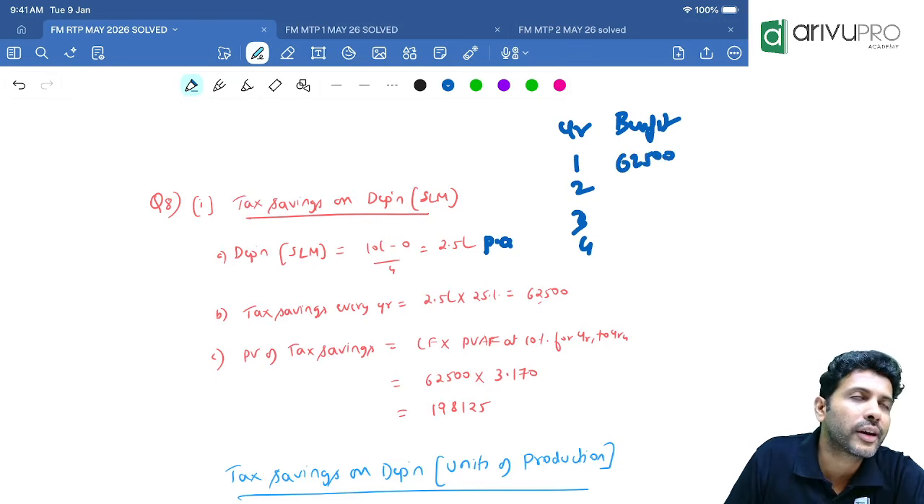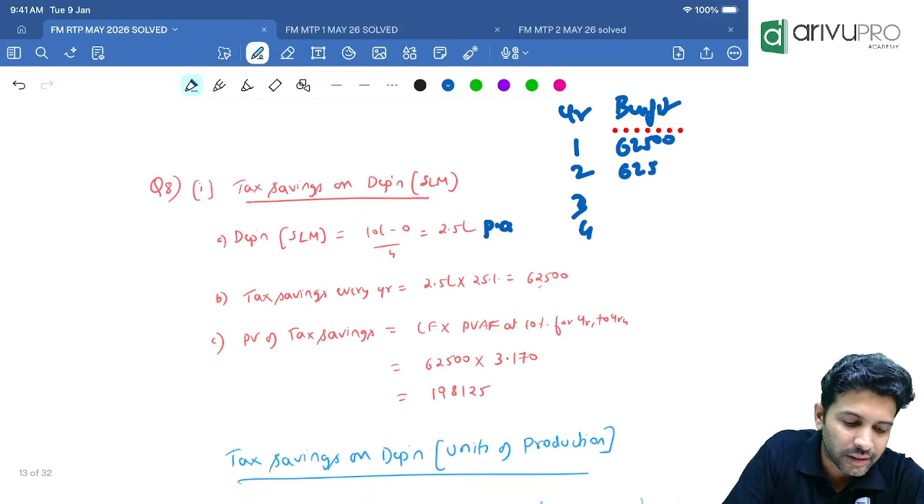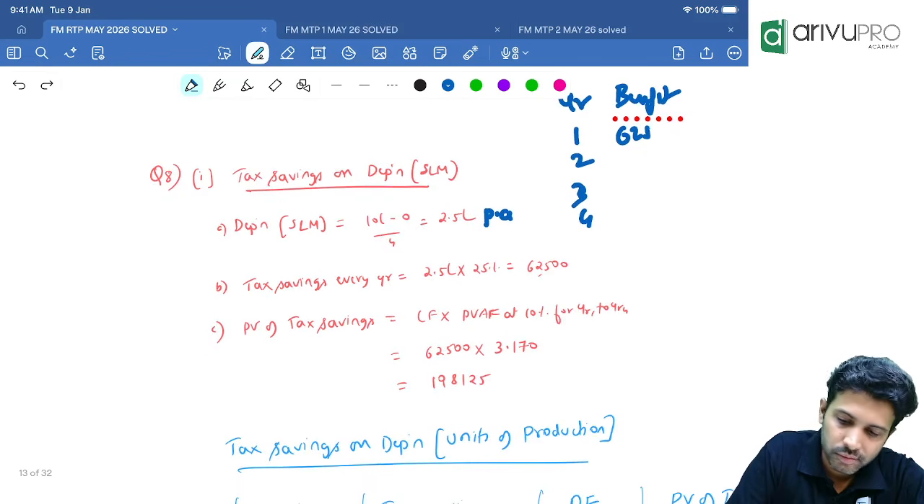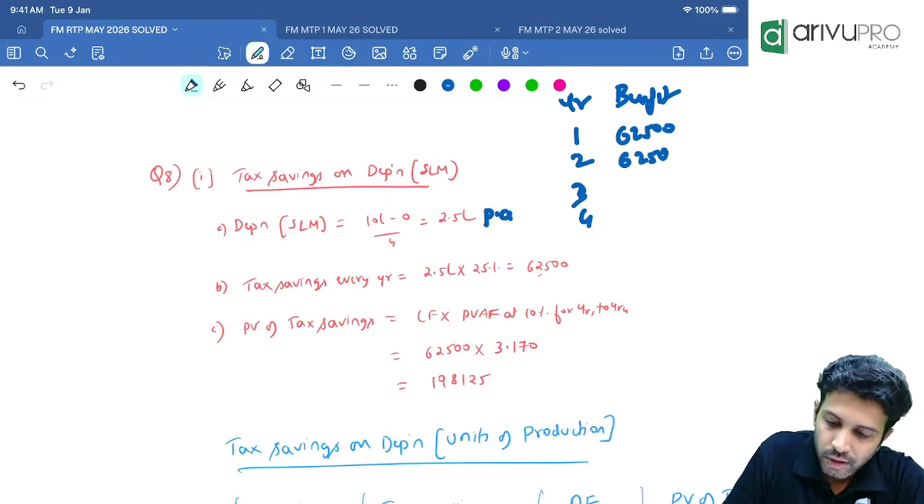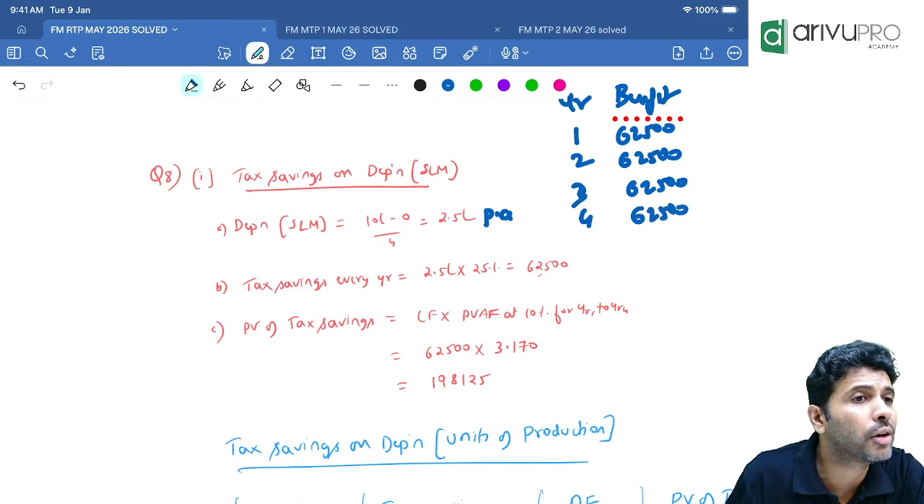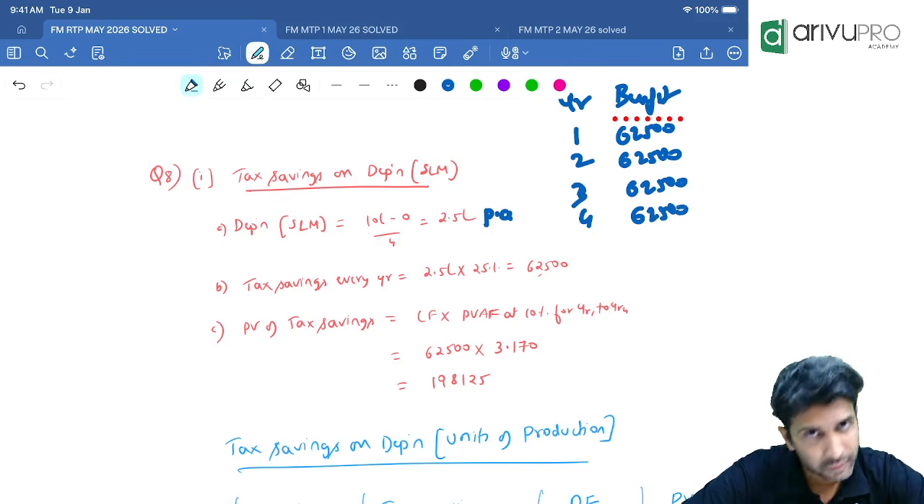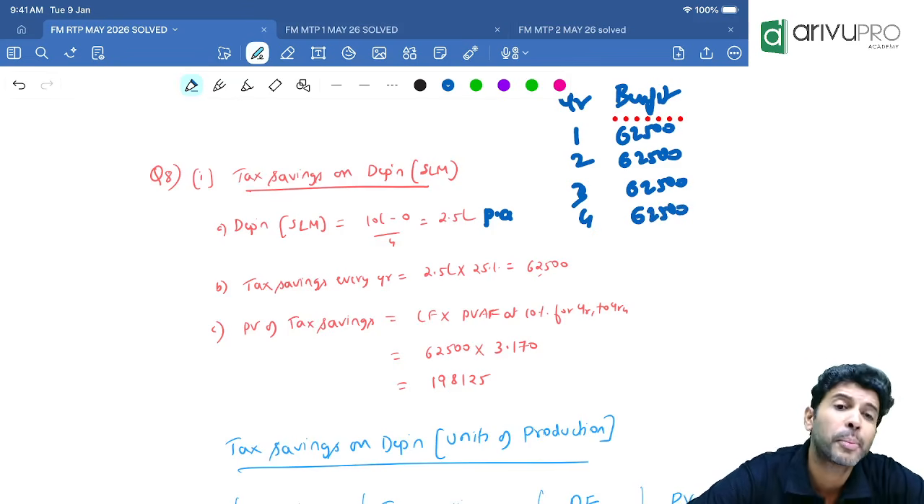60,500. This 60,500 first you will get at the end of first year, because depreciation we charged at the end of the year. Again 60,500 benefit you will get at the end of second year. Again 60,500 benefit at the end of third year. Again 60,500 at the end of fourth year. That means all this benefit you will get it now or in future. But we want it on future value platform or present value platform.